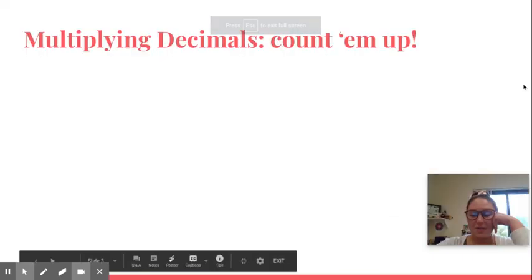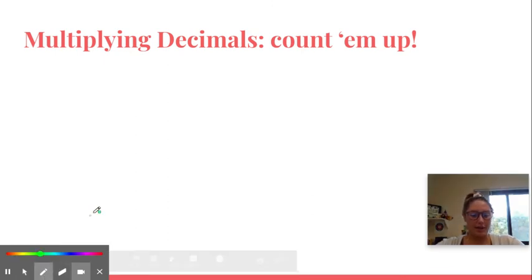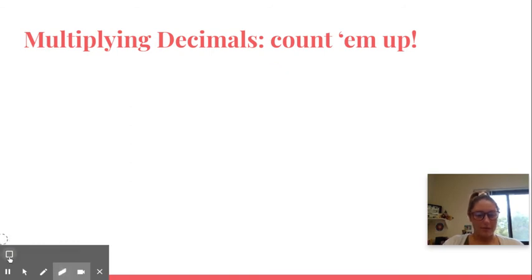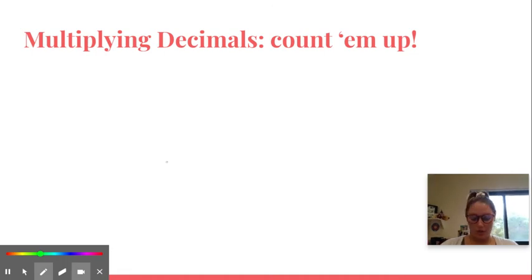Guys, so we're going to talk about multiplying decimals today. Our trick is count them up, because we're always going to count up the number of decimal spaces that we are multiplying, and then we're actually just going to line up our numbers like we usually would.